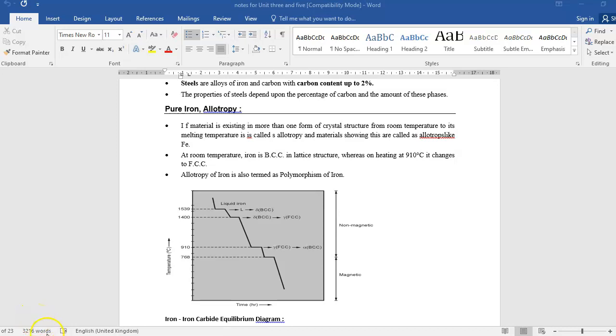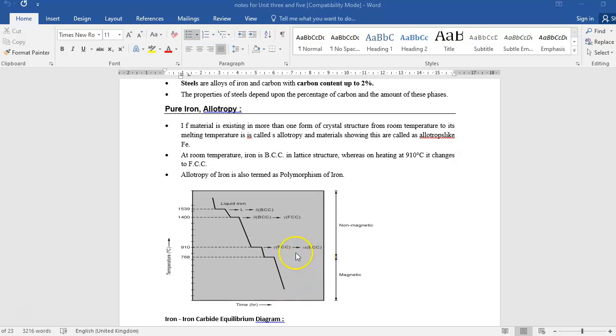We can see the allotropic nature of iron and cobalt. These two have the allotropic nature. What do you mean by allotropy? A change in the crystal structure with changing temperature is known as allotropy.